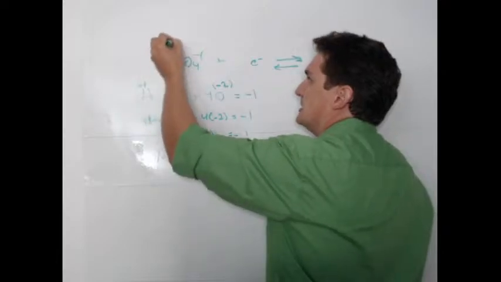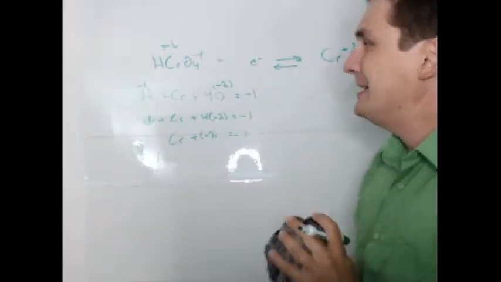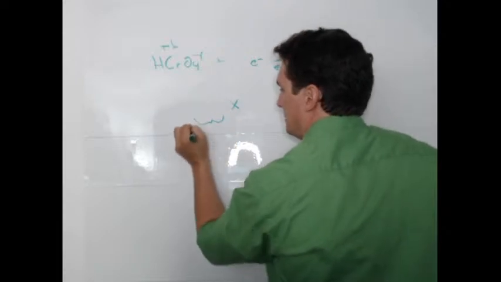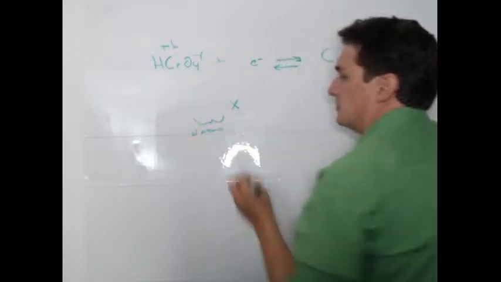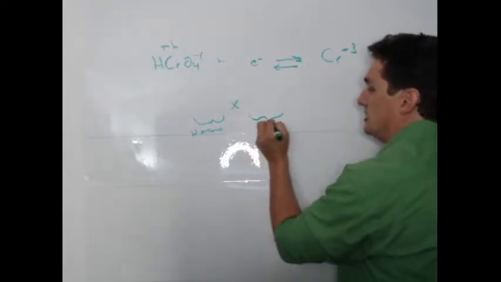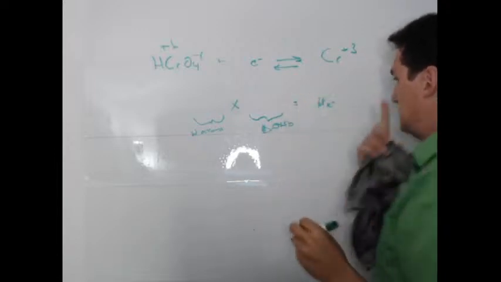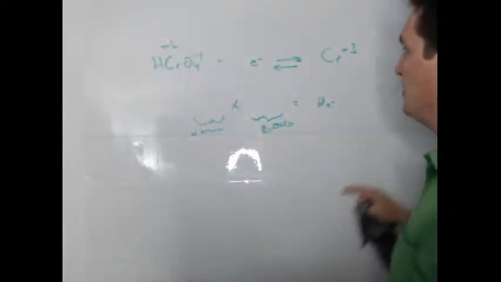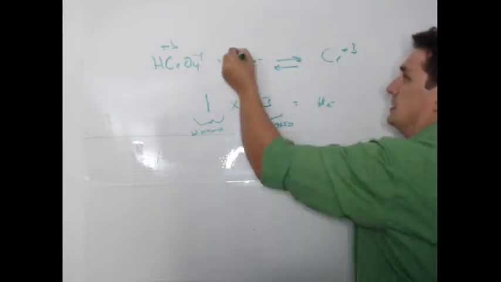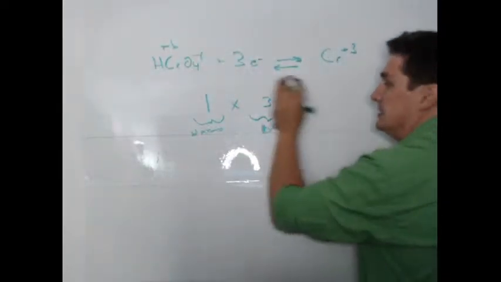So chromium here is in a +6 oxidation state, and it goes to a +3. Now, the correct way to count electrons is that we have two numbers. We have the number of atoms, which is the number of chromium atoms that are being oxidized or reduced, times the number of electrons, or the change in the oxidation state. This will give us our number of electrons. We've got one chromium atom, and we're going to change the oxidation state from 6 to 3, so that's 3. So we've got 3 electrons being gained in this half reaction.